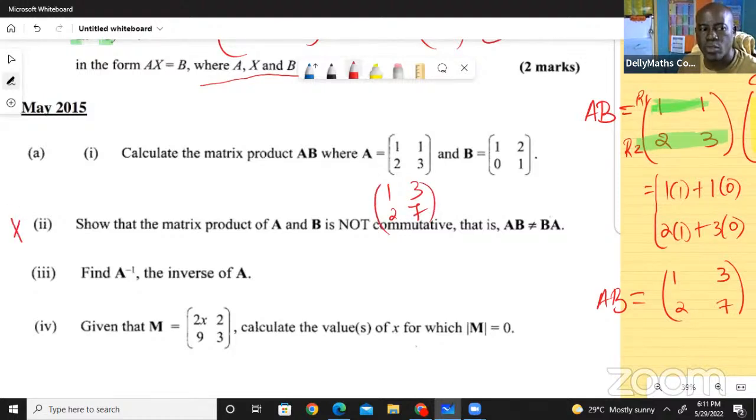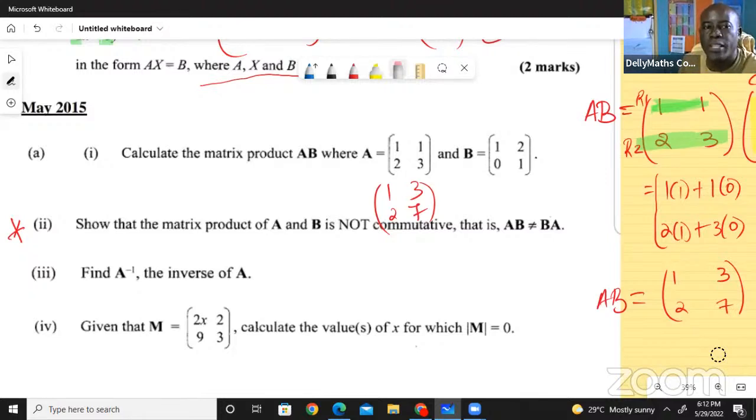Now, this question here is what we want to focus on after you have found that. All right. So it says, show that the matrix product of A and B is not commutative. That is, AB does not equal BA. So the word commutative refers to the fact that if I have 2 times 3, I should be able to turn it around and say 3 times 2, and the result would be the same. If that happens, then we say that the matrices are commutative, right?